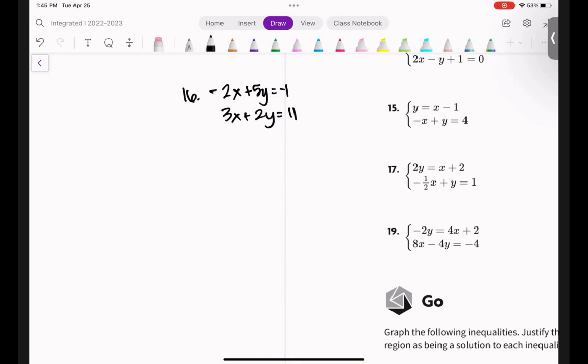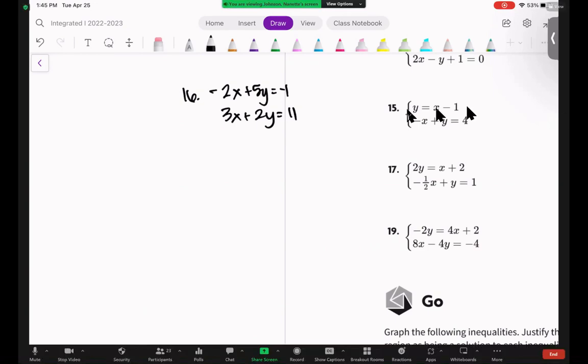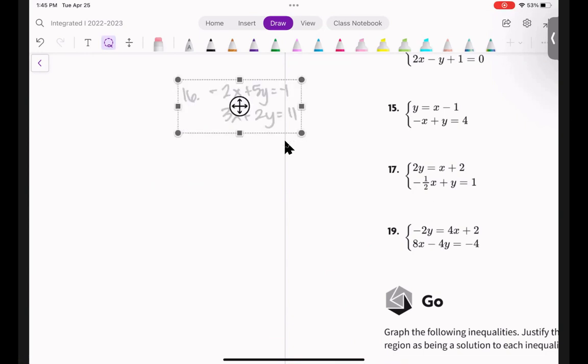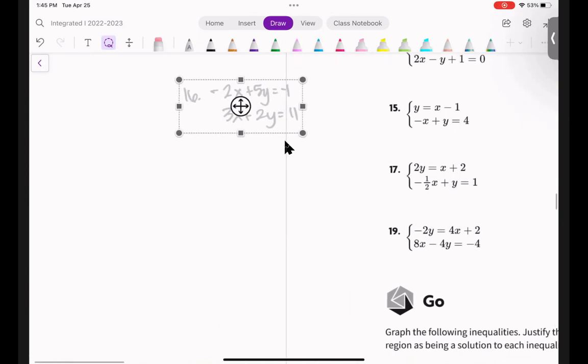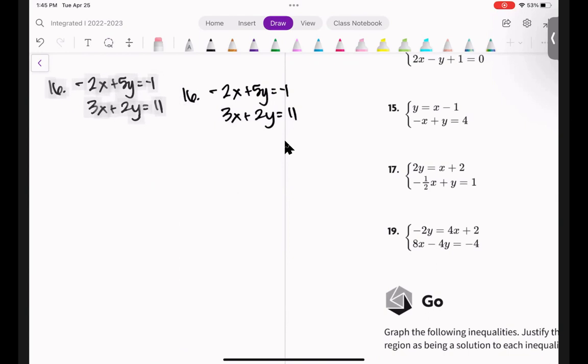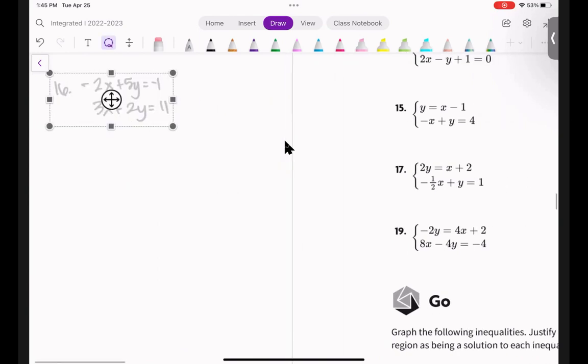The reason why I want to use elimination is because substitution looks horrible on this. The moment that I start solving for one of these, it's going to be fractions everywhere, and that's not going to be my favorite. So let me just scoot this guy over. All right, there. That's what I want.